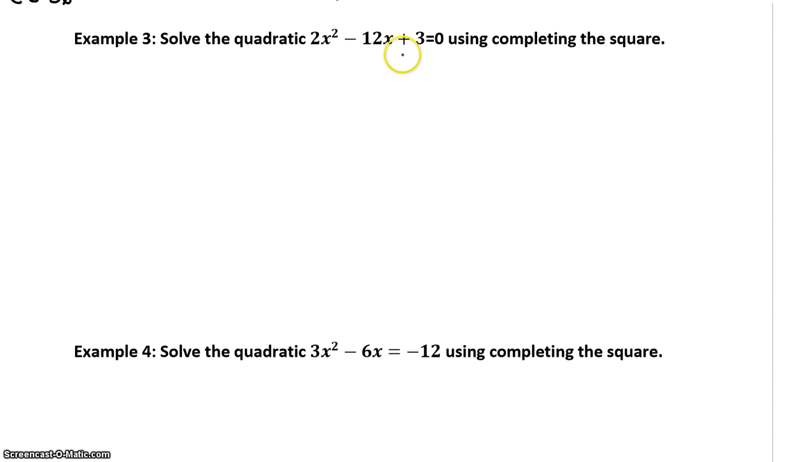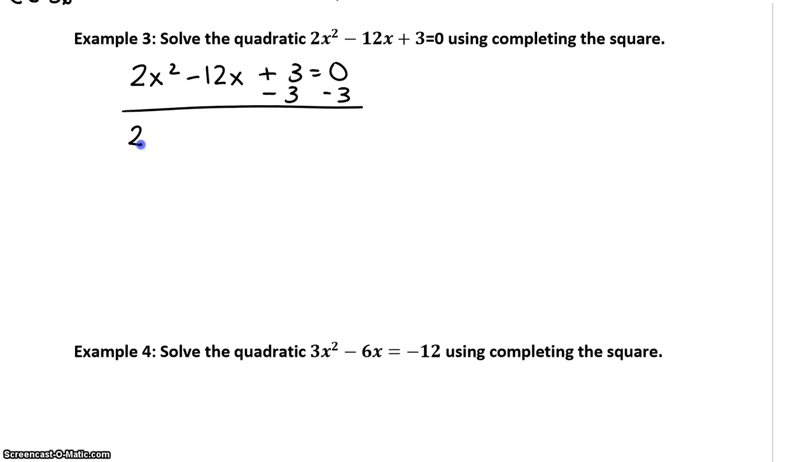So in example number 3, we have several things happening. First, we have the 3 on the other side, so I'm going to rewrite this again here. We're going to move the 3 by subtracting 3 on both sides. We're left with 2x squared minus 12x, I'm going to leave a blank there, equals negative 3.